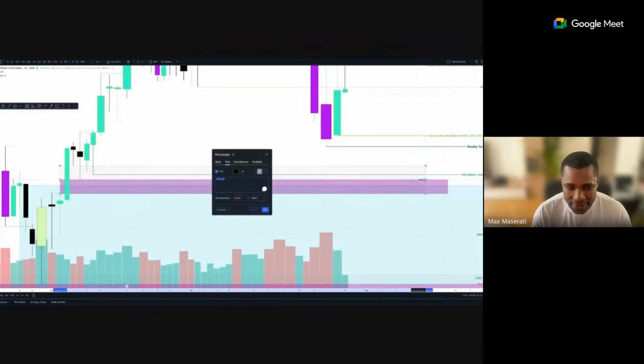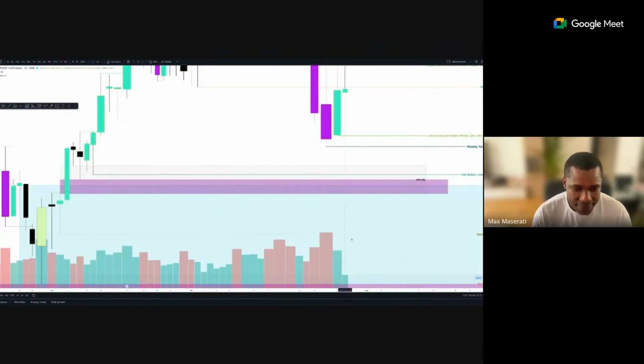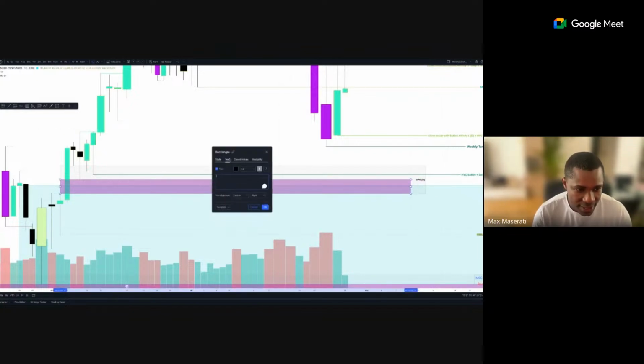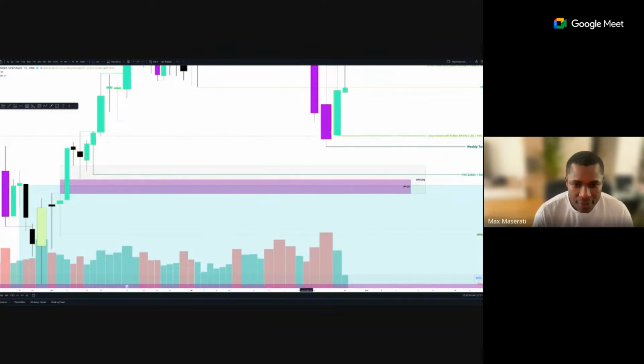Let me make it a bit bigger so you can see it. And 14, let's say. Yeah, and then this is the unfair pricing gap. This is the unfair portion on the daily. Right? This is the UP daily, unfair portion on the daily. Okay, so we're expecting price to do what this week?